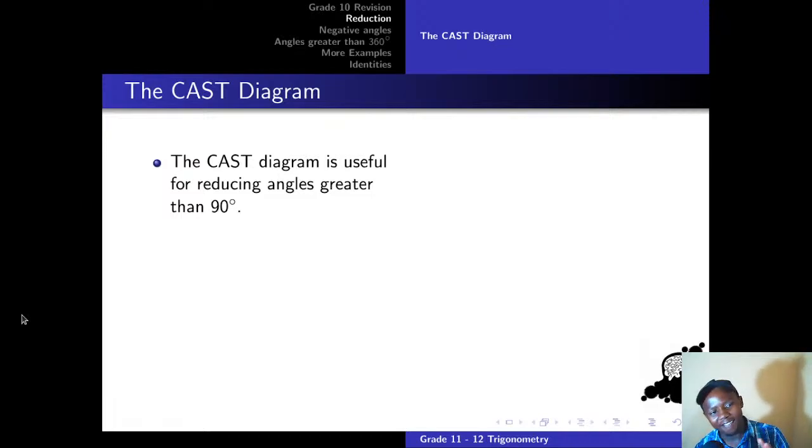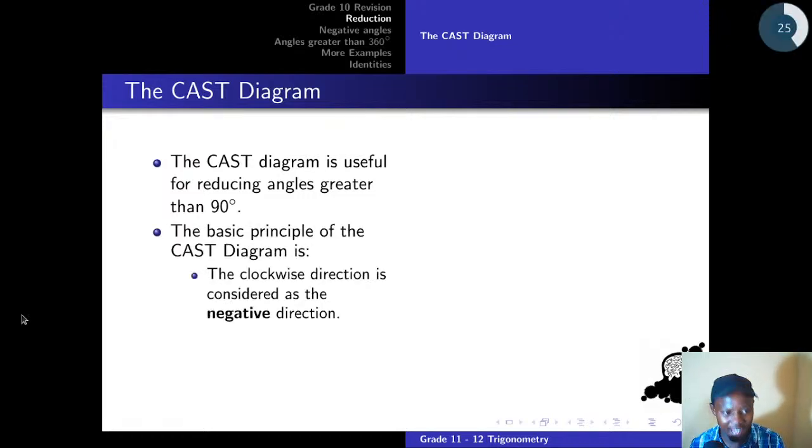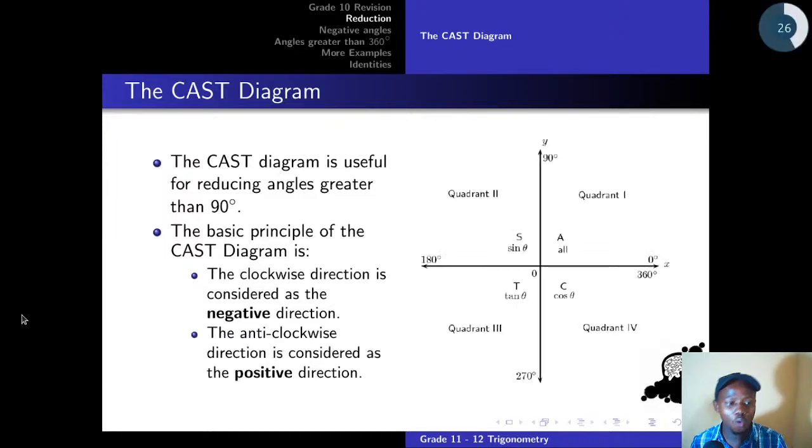Now, we have this thing called the cast diagram. We use the cast diagram for giving us the signs of each of the trigonometric expressions whenever we have angles greater than 90 degrees. Basically, to get an understanding of what the cast diagram is, we need to understand that clockwise direction is considered the negative direction in trigonometry, whereas the anti-clockwise direction is considered the positive direction. On your right-hand side of the screen, you will see that we have this cast diagram.